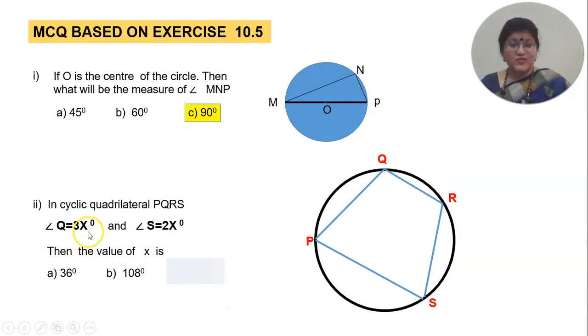Now here, this is where I was talking about in terms of x. Now Q is 3x and S, the opposite angle, is 2x. They've only asked you to find the value of x. Okay, so in this case, how do you find the value of x? 3x plus 2x is 180, 5x is 180, so x is 36 degrees. So the answer is 36 degrees.